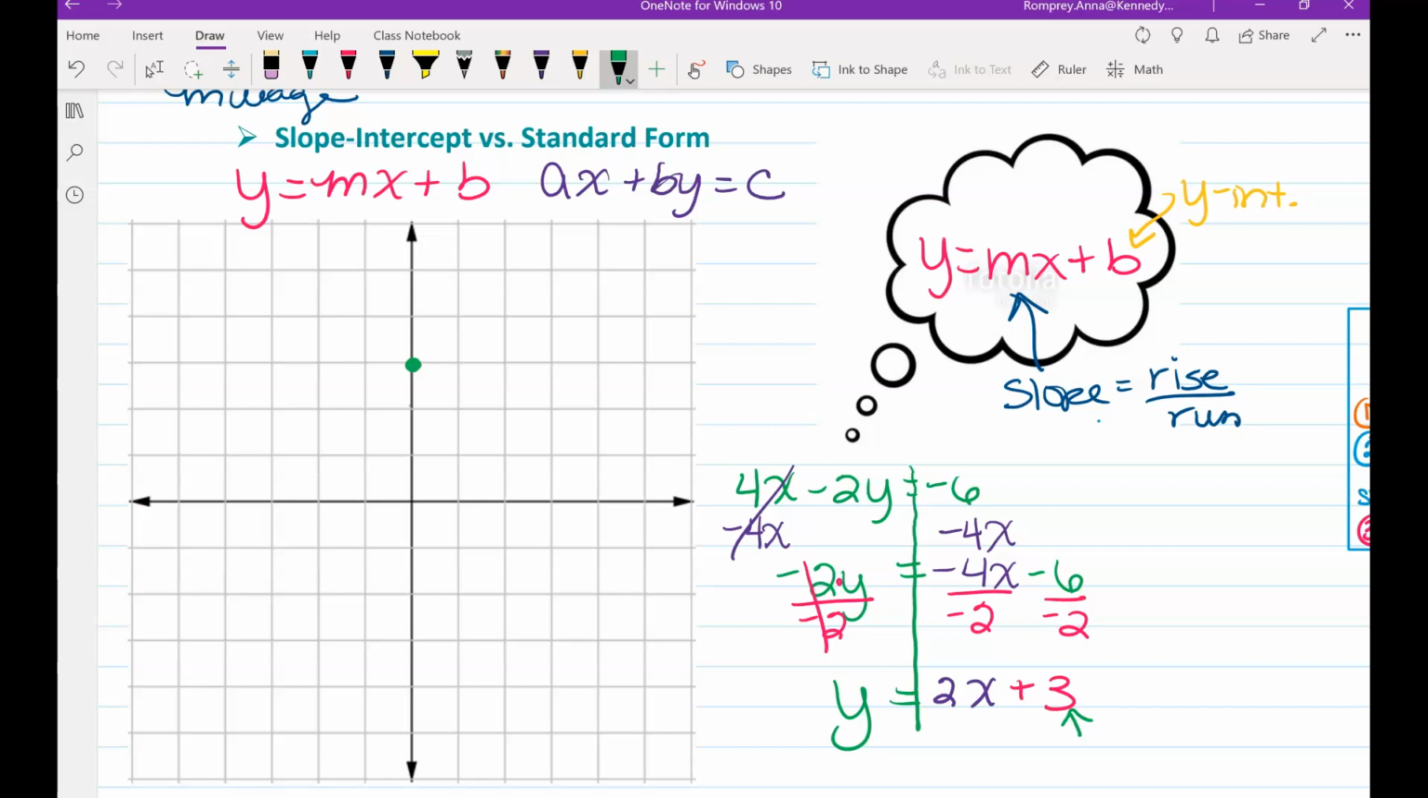Now, slope is rise over run. Well, I see a rise, but I have no run. So what can I put this over that won't change the quantity? Well, I can divide anything by 1. It doesn't change it, so 2 over 1.